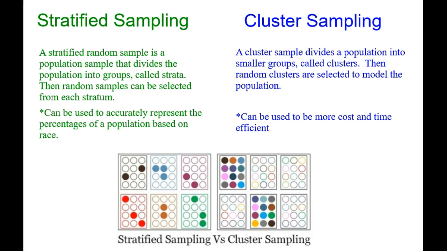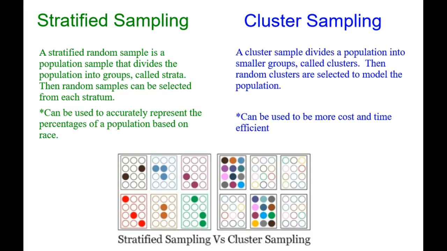Next, we're going to discuss stratified and cluster sampling. We're going to discuss these together because they have some similarities. A stratified random sample is a population sample that divides the population into groups called strata. Then random samples can be selected from each stratum.